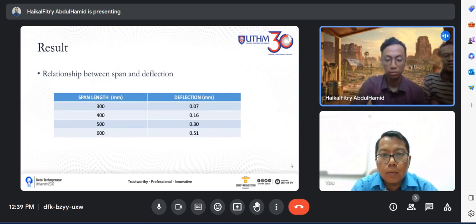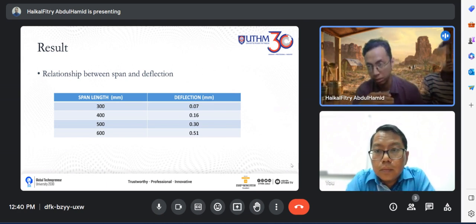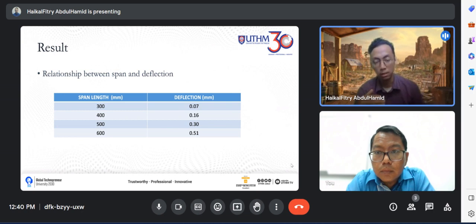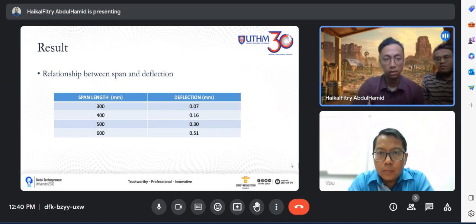Millimeters. Yeah, sorry. Okay, for the relationship for the span length, we can conclude that the more we increase the span length, starting from 300 to 600, the deflection of the beam is also increasing from 0.07 to 0.51 millimeters.